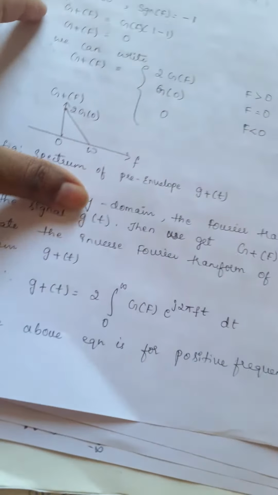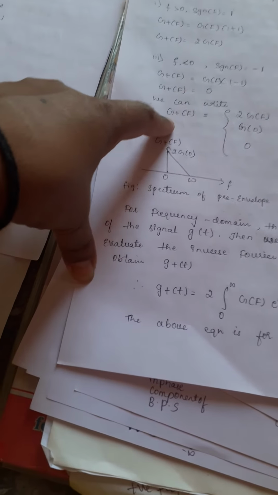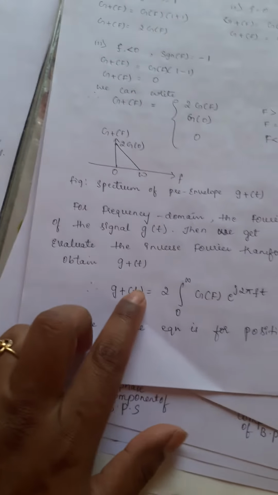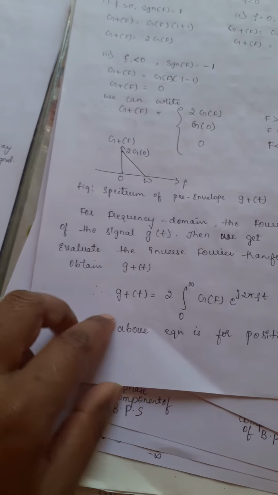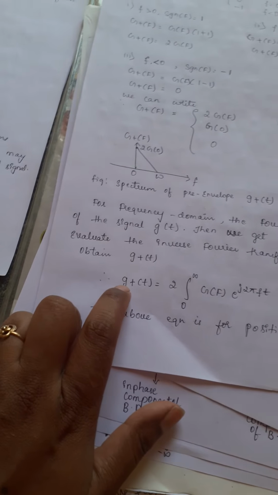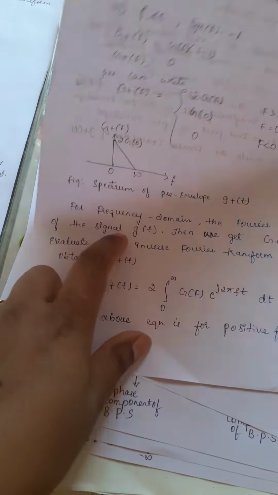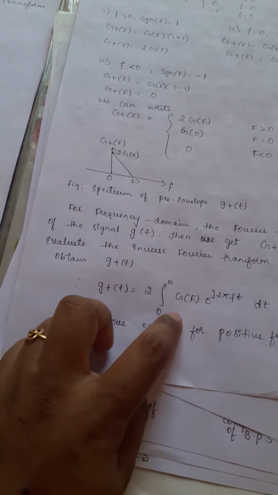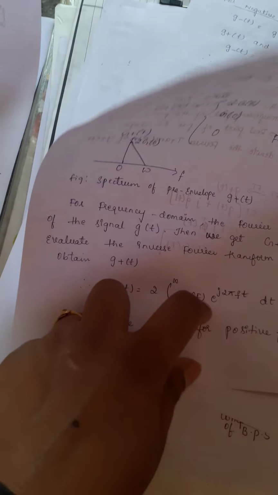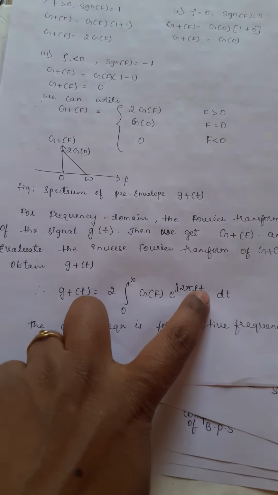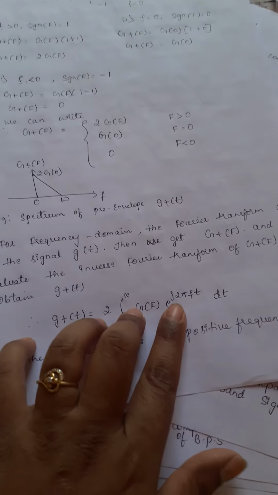In the frequency domain, whatever signal G plus of f we have, if we do the inverse Fourier transform, we will get the small letter g plus of t. That is, g plus of t is equal to 2 into the integral from 0 to infinity of G of f into e to the power of j 2 pi f t into df. The above equation is for the positive frequency signal only.